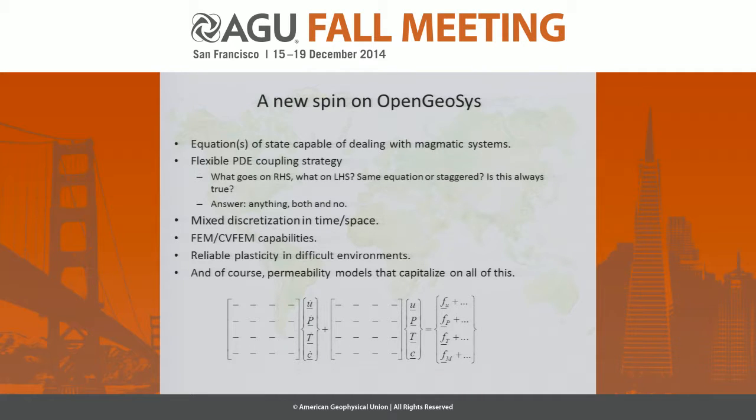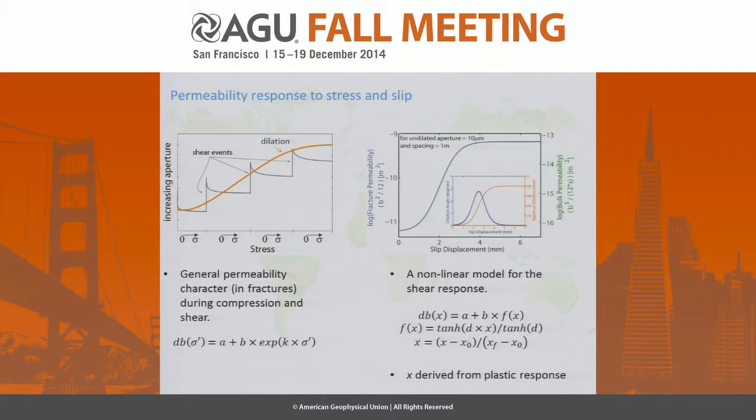I mentioned mixed discretization. We obviously need reliable plasticity in difficult environments. Running plasticity in these magmatic systems is extremely difficult. They're really dynamic, they're really nonlinear, they're really hard to control, and they really go out of control. And of course, permeability models that follow what you see physically. And so I'm going to look at one example case.